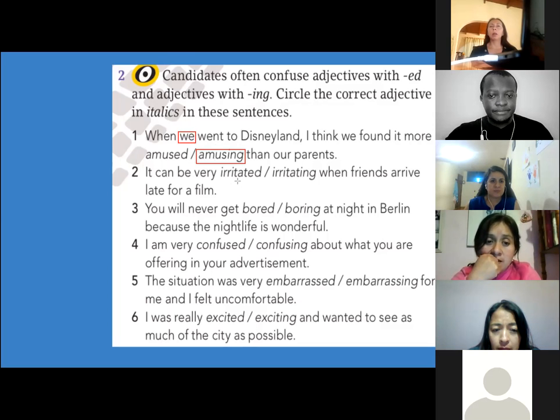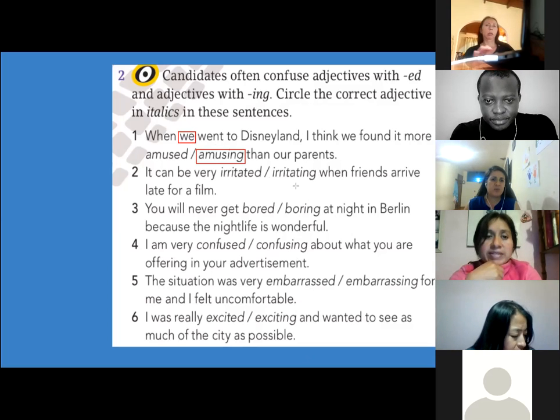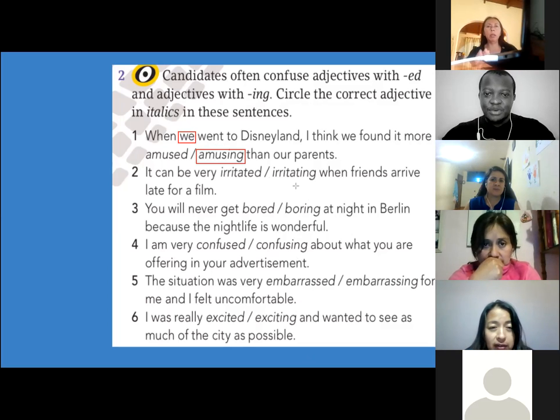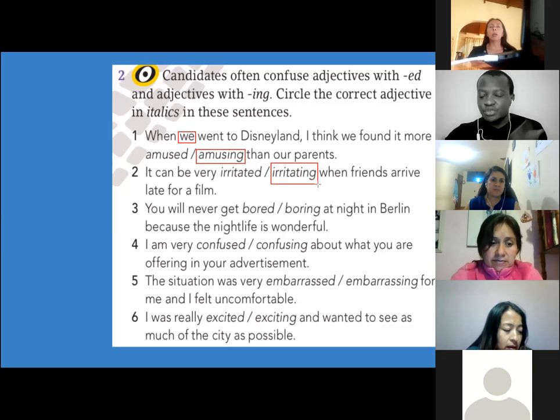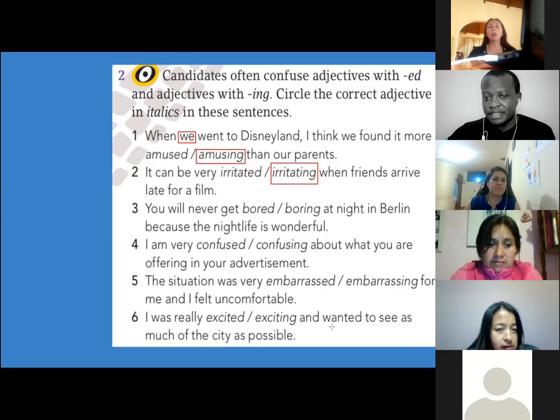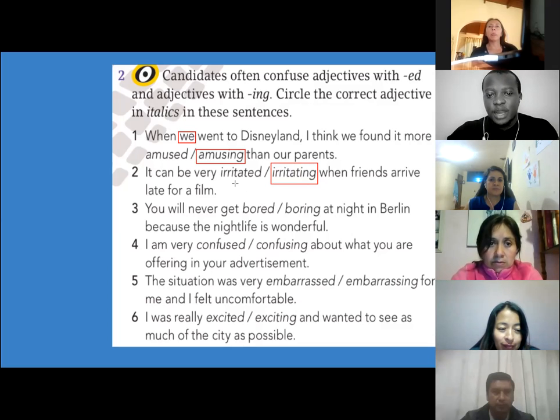It can be very irritating or it can be very irritated when friends arrive late for a film. Irritating. Why? What are we describing? Which kind of feeling? What feeling are we describing? We are describing how you feel when the friends arrive late for a film.